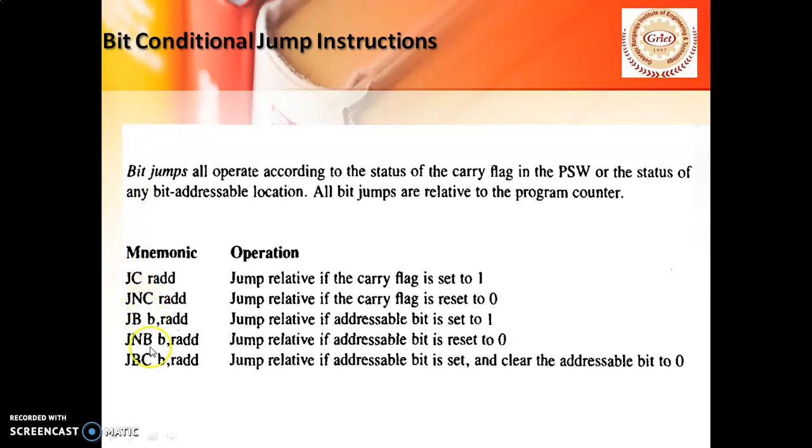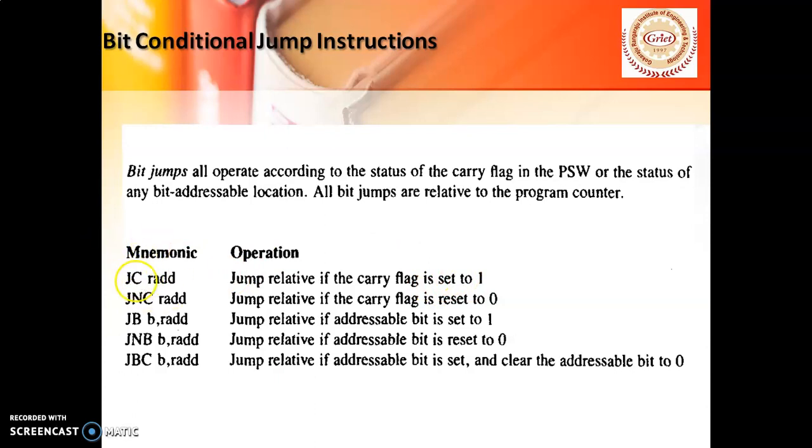All of these instructions operate on only a single bit. Here the carry flag is going to have either 0 or 1, so it is a single bit. Here the condition is if C equals 1. Jump if carry is set means carry is equal to 1. The meaning of JC is jump relative if the carry flag is set to 1. That is, JC means C equal to 1.